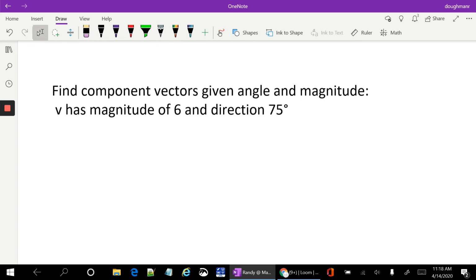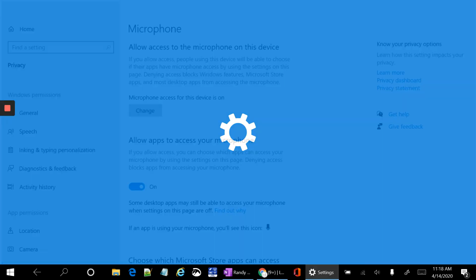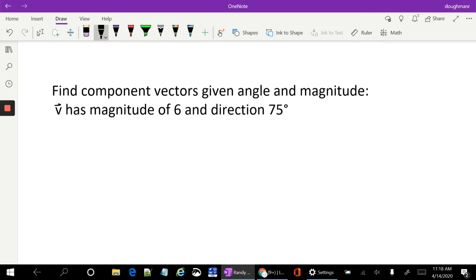Find the component vectors given the angle and magnitude. So vector v has a magnitude of 6 and a direction of 75 degrees. So let's just draw a quick picture of that. I'm kind of picturing the coordinate axis. All right, so here's my vector, and it has a magnitude of 6, and that direction is 75 degrees.